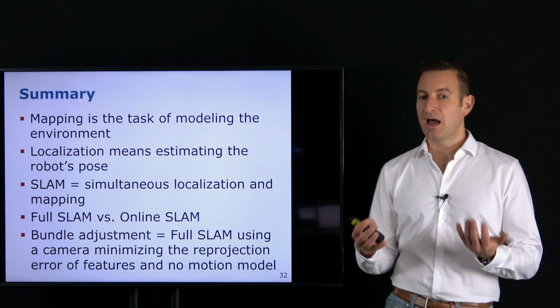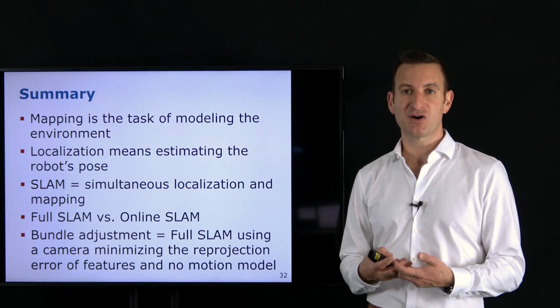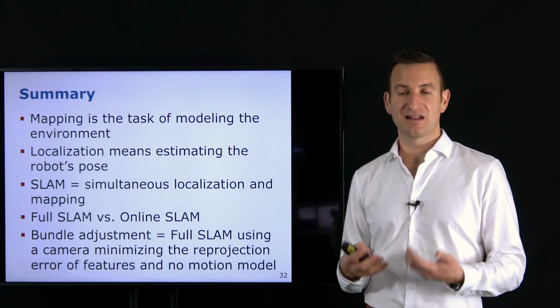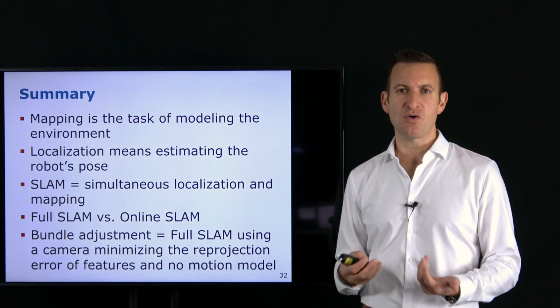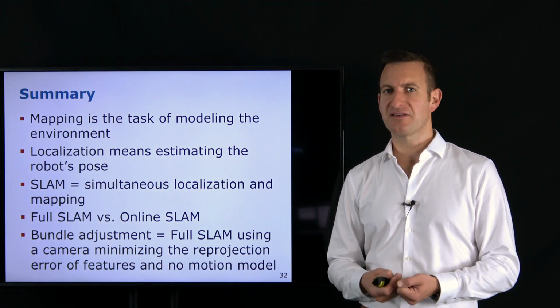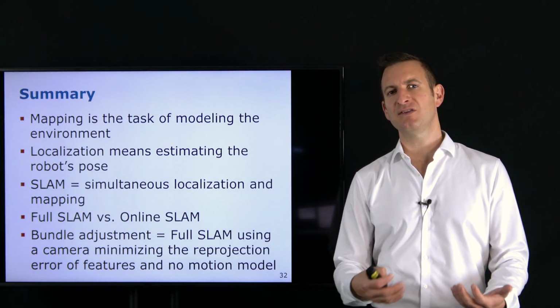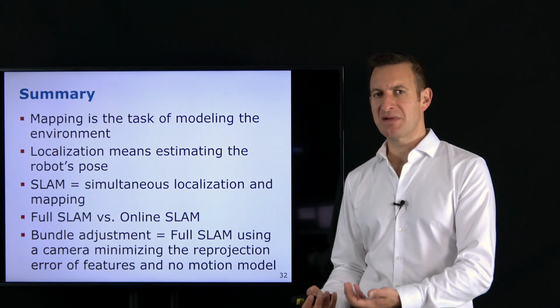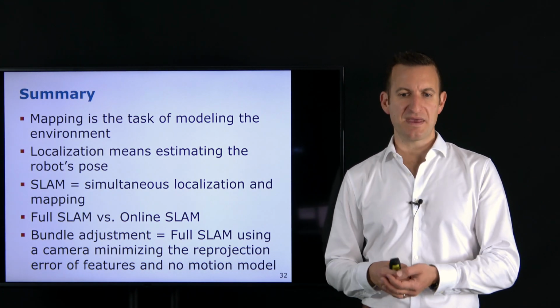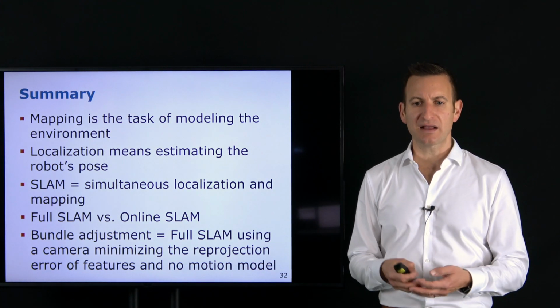So to sum up, mapping is the task of building a map of the environment, a representation of the environment. Localization means estimating the robot's pose or the pose of my sensor. And SLAM does both tasks at the same point in time. SLAM, which stands for simultaneous localization and mapping, means we want to build a map of the environment and at the same time localize within that map. And this is the task that we want to tackle.